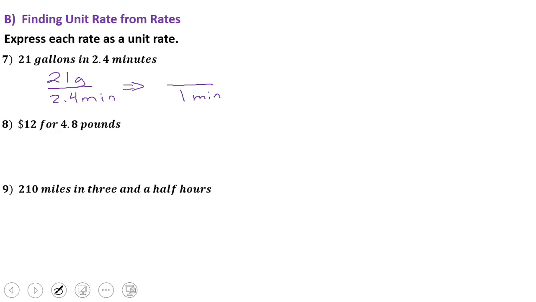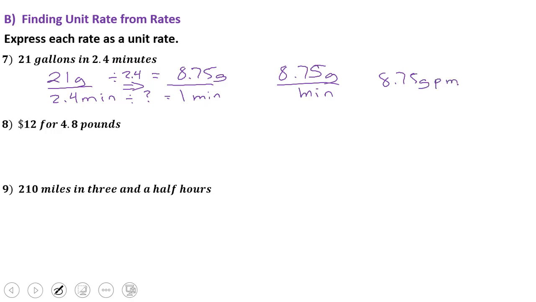Well, what would I do to 2.4 to create 1? What would I divide it by to create 1? That's right, I would divide it by itself. So all I have to do is divide the top number by 2.4, and then I have my unit rate. And when I take 21 and divide it by 2.4, I get 8.75. So my unit rate is 8.75 gallons per minute. If I wrote that in words, 8.75 gallons per minute. That's how I could write it.